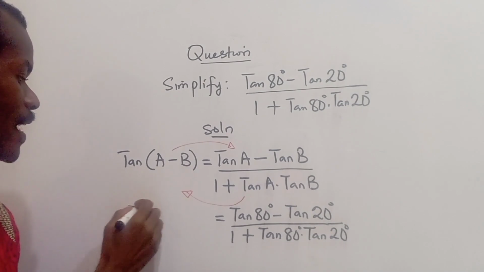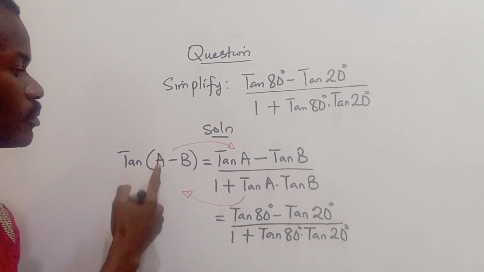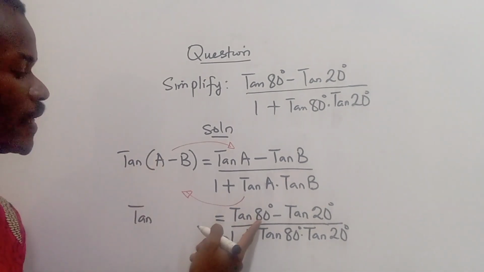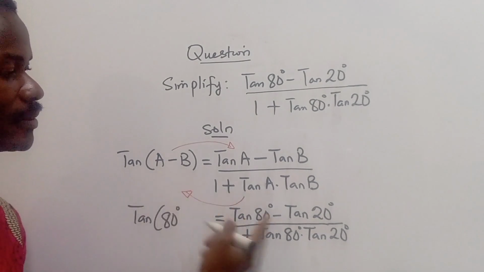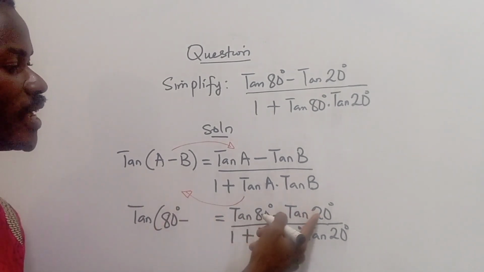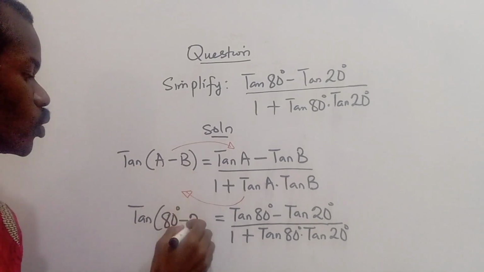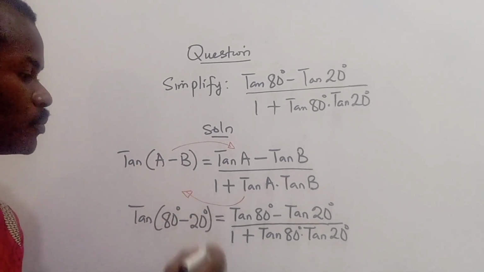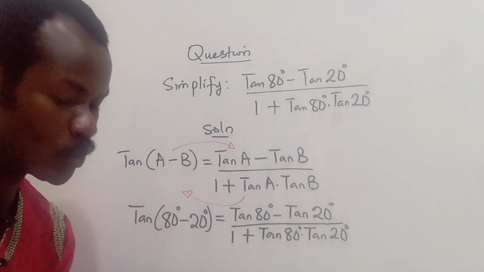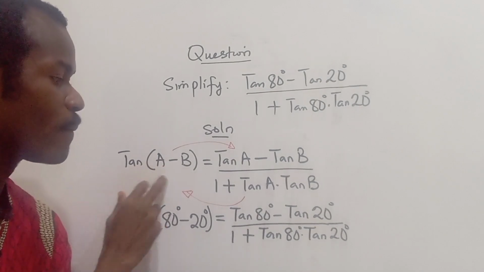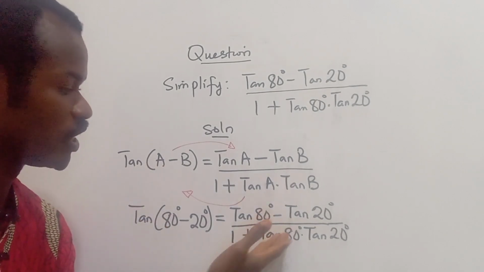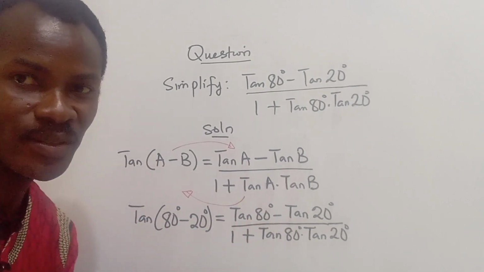Now I can write this in this form, so I have it as tan of A minus B, where A here is 80 degrees and B is 20 degrees. So to solve problems like this, we simply want to change this to this form. Now that we have changed this to this form, we can solve further.